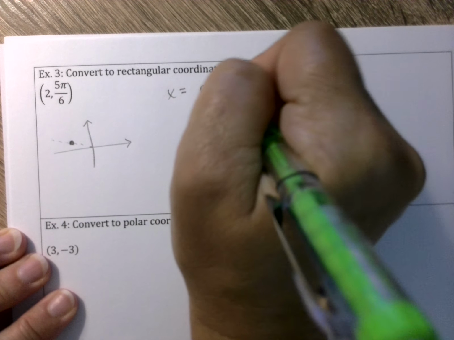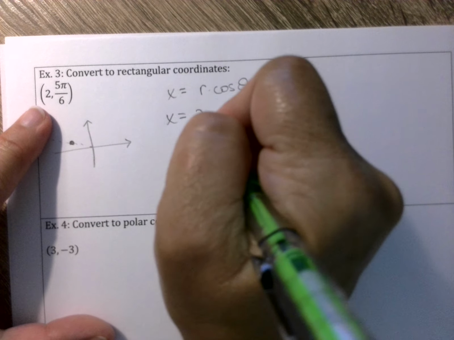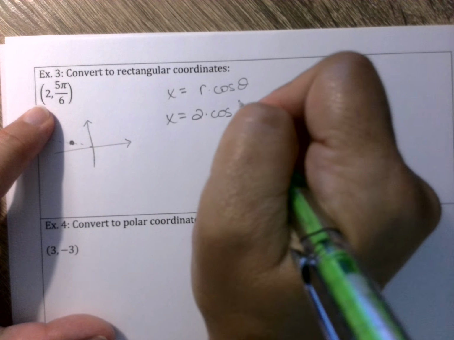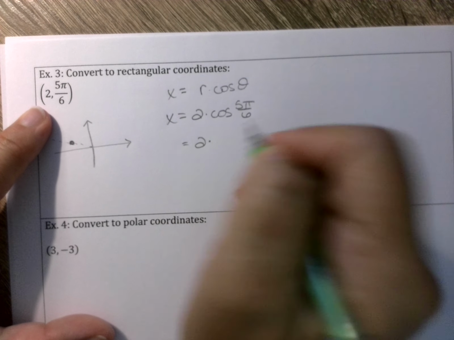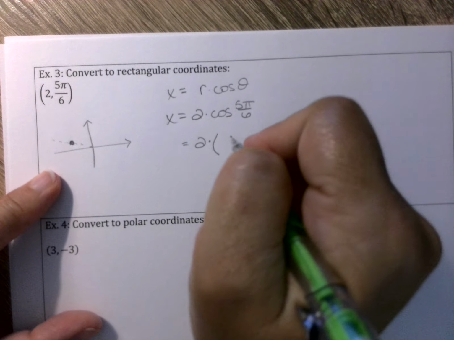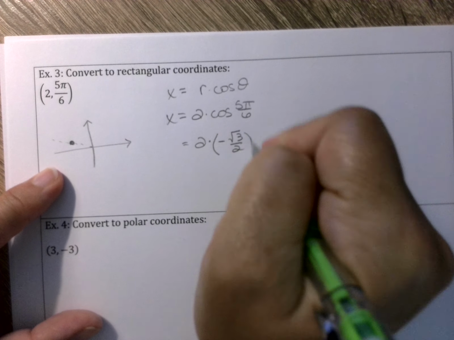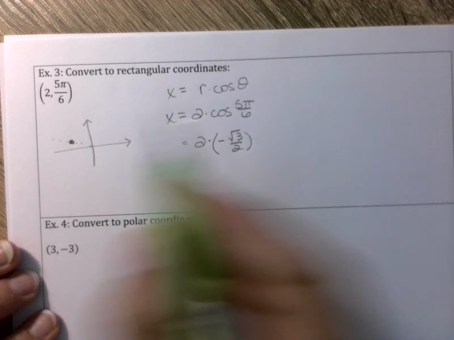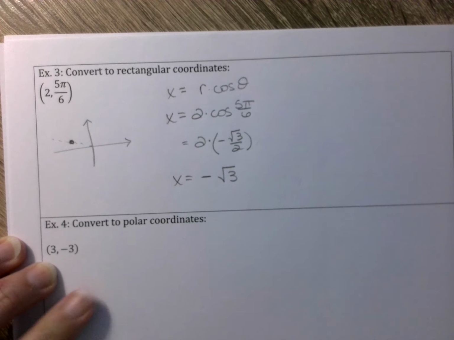Remember that x is equal to r times cosine theta. My r is 2, so 2 cosine of 5π/6. And that would be 2 times, if I do this without a calculator, cosine of 5π/6 is, of course, negative square root of 3 over 2, because we're over there in quadrant 2 where cosine is negative. And so x is equal to negative square root of 3.